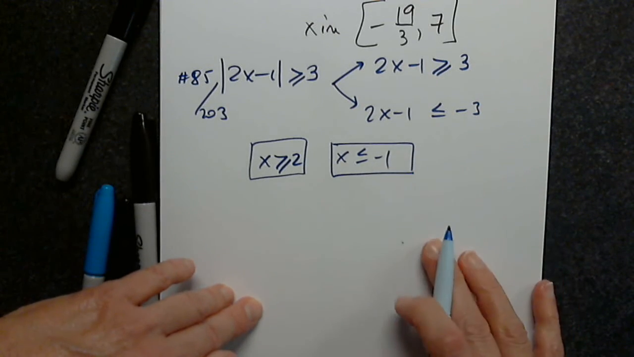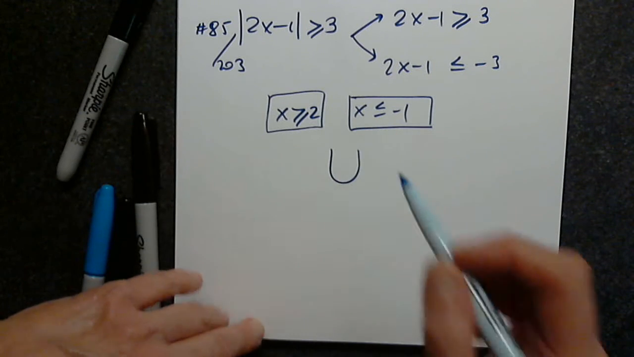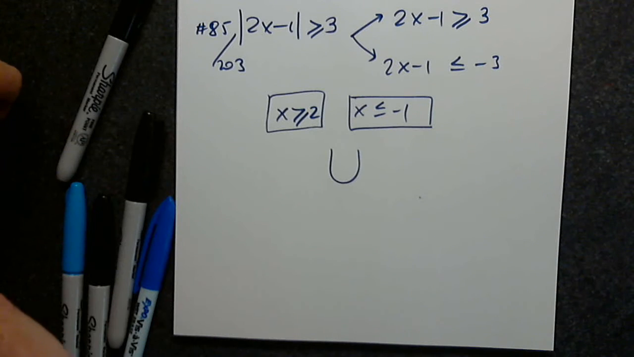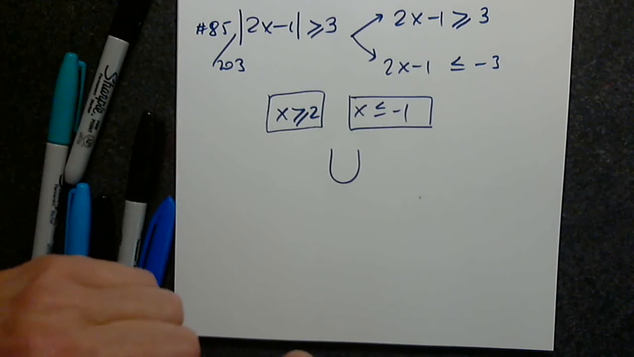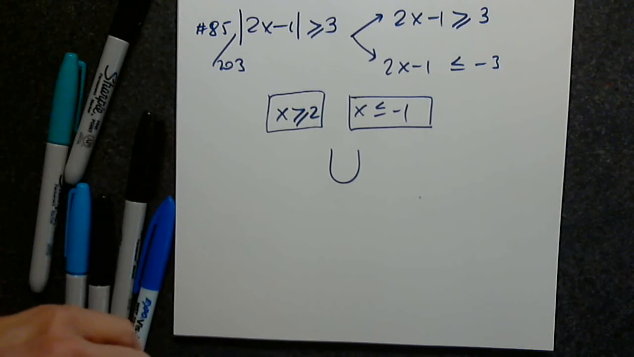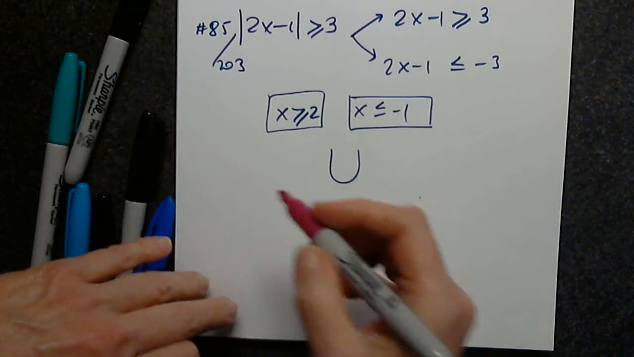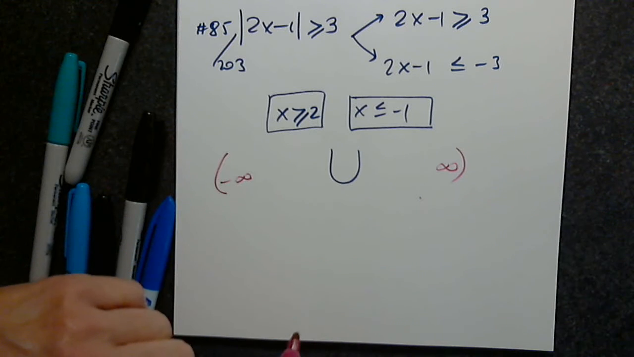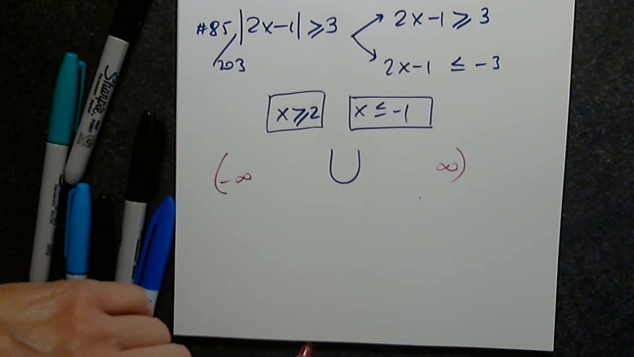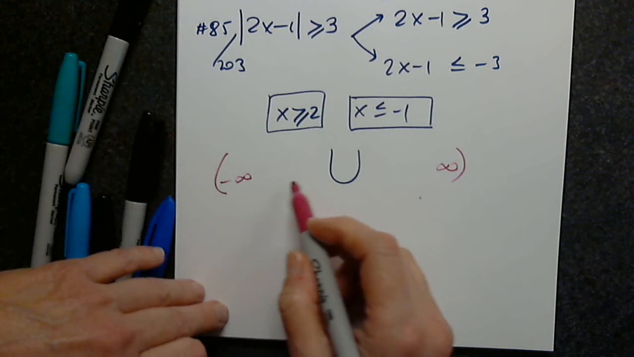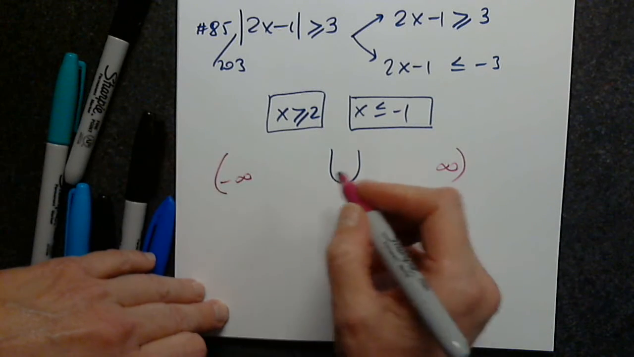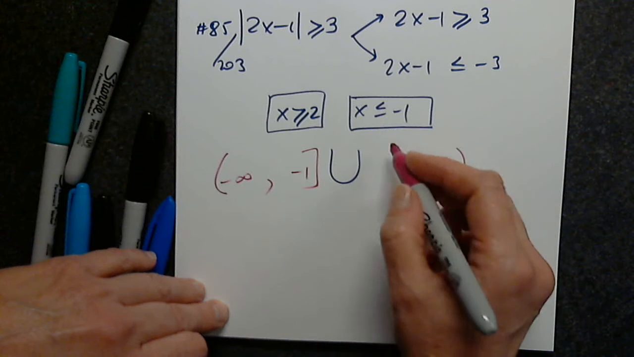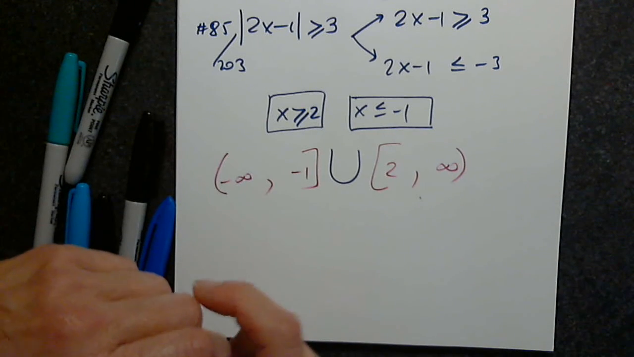And now please tell me how to write the solution. In this case, the solution has to have the union symbol in between. The first one has to start with negative infinity, and the last one has to stop at infinity. Yes, to the left of negative 1, and to the right of 2.